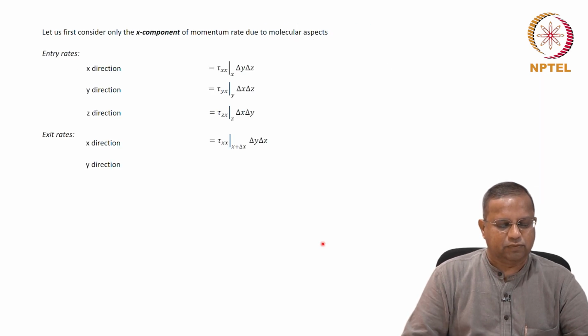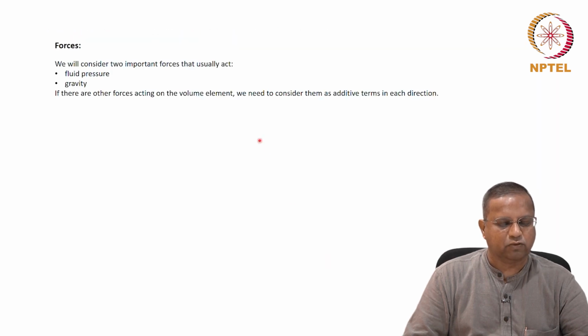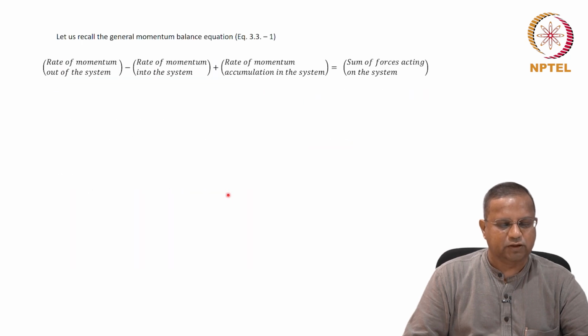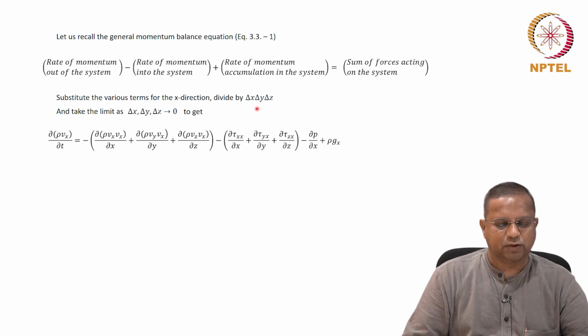Then we went through the derivation. We put everything together, including the forces, fluid pressure and gravity alone here. Then we wrote our differential equation. We just substituted all those terms. We divided throughout by delta x, delta y, delta z. Took the limits as delta x tends to 0, delta y tends to 0, delta z tends to 0, to finally arrive at this expression, which is the x momentum balance.